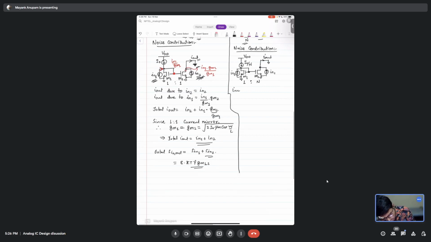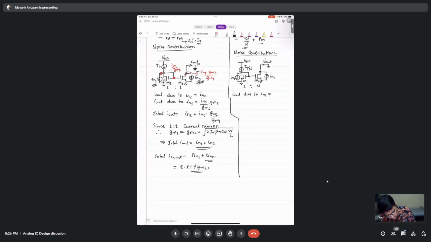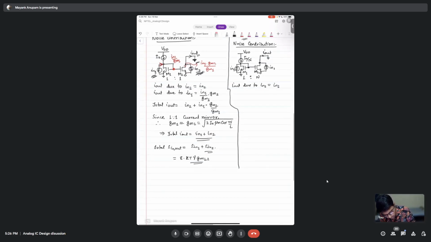be I out due to in2? Correct. Again the same thing due to in1. That will be n times I. No, but the expression is same, right? in1 divided by gm1 into gm2, correct? Yes, sir. Right? Now what is the relation between gm2 and gm1 in this case?